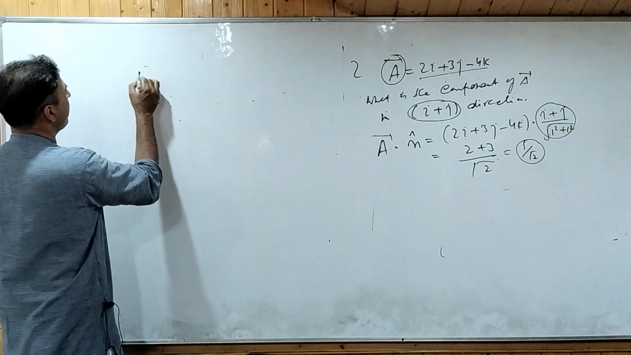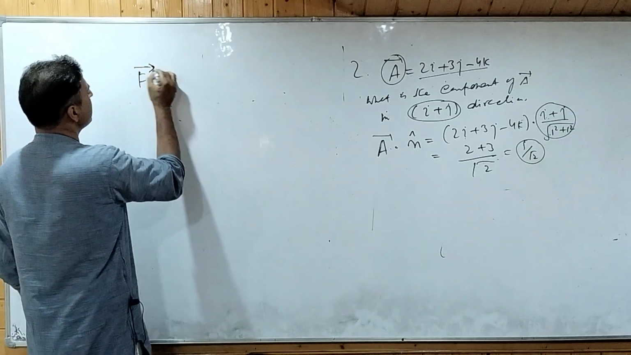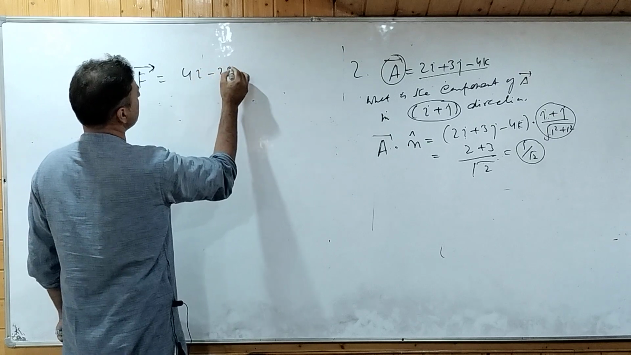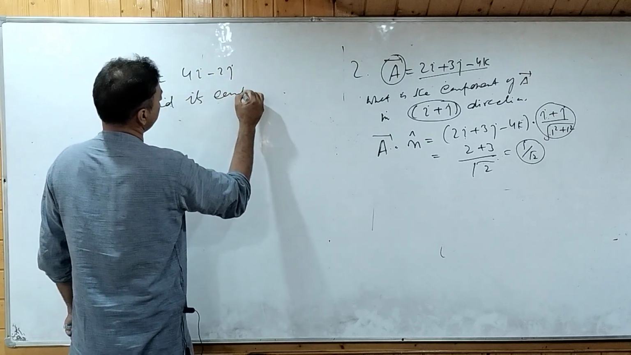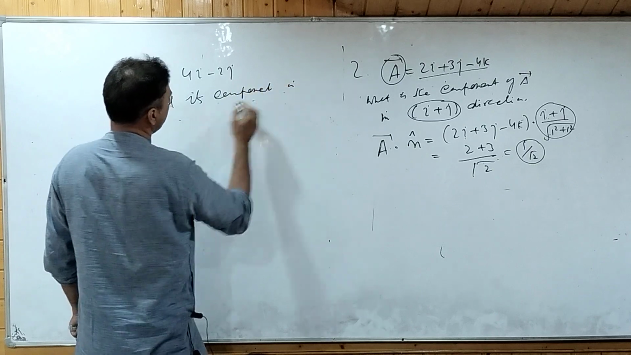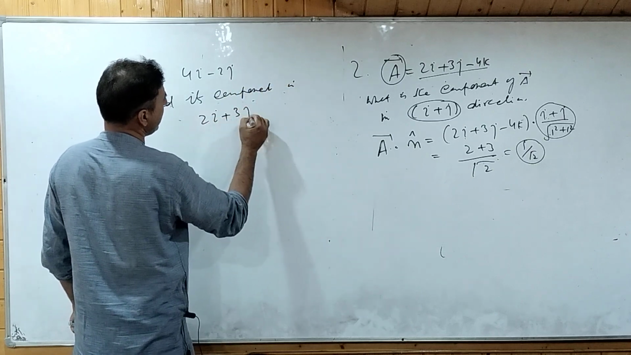Suppose I have a vector f that is 4i minus 2j. Find its component in 2i plus 3j direction.